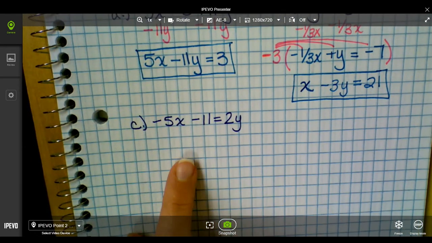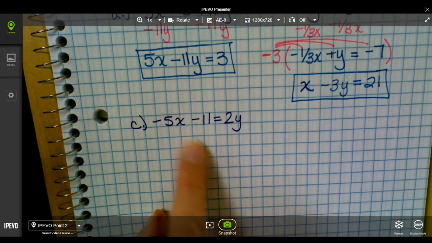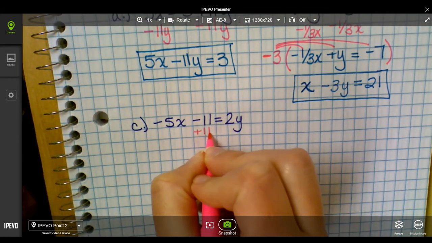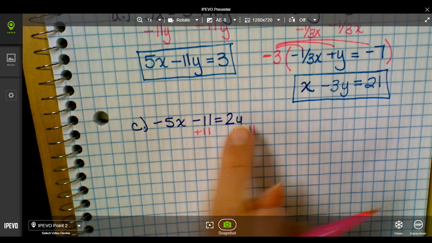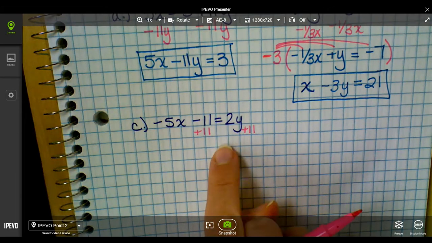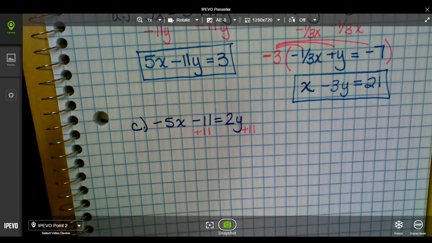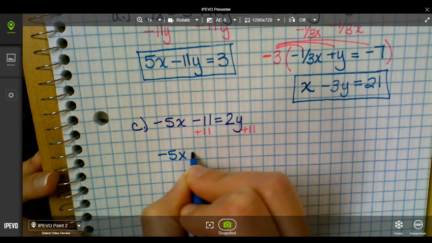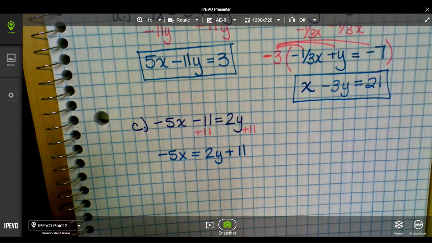So over here, there's a couple of things that are not in order. My constant has to be on the right side. My y has to be on the left side. So there's a couple things I have to move. So the first thing I'm going to move is the 11, because if I move the 2y first, then I would have a 0 over here. And some of you guys get confused when you move everything on this side. So I'm just going to start by adding the 11 first. So now I have negative 5x equals 2y plus 11.